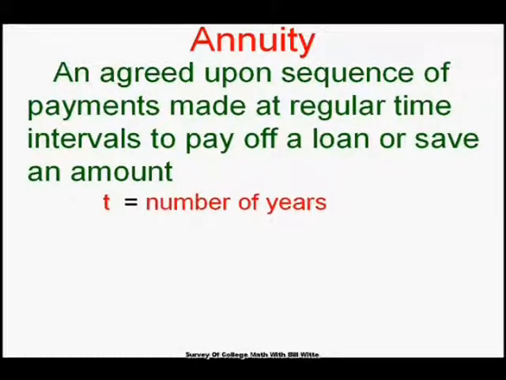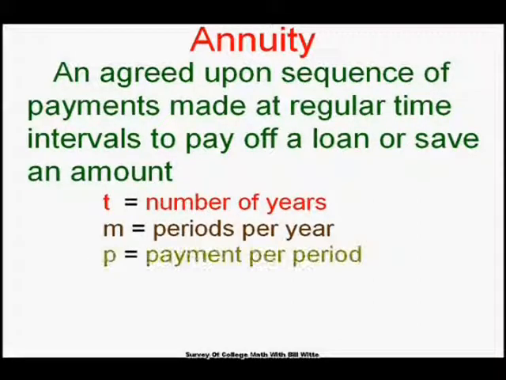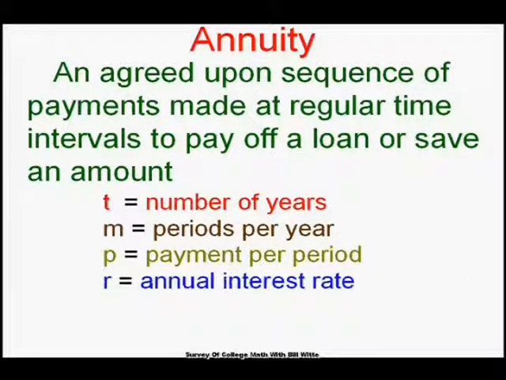Okay? We're going to call T the number of years, M the periods per year. For instance, in a monthly, that would be 12. M would be 12. I think that's why they picked M, by the way. P is going to be the payment you make per period or per month. R is going to be your annual interest, and that's over the whole year.